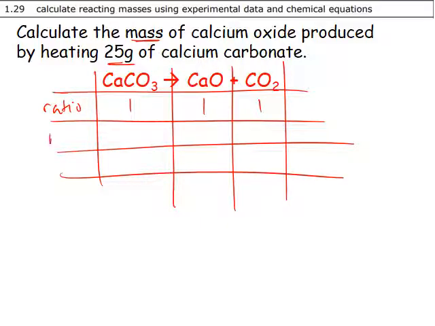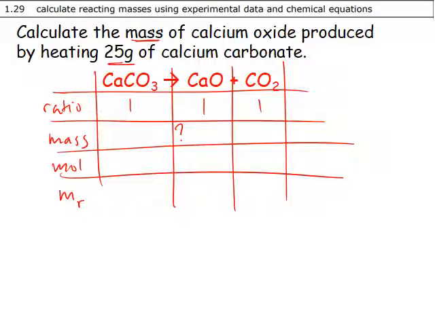Next, I'll include the mass, and then the MR, and then the moles. I'll probably switch these around to be in line with the equation. Mass equals moles times MR. So here we say calculate the mass of calcium oxide produced. So we're calculating the mass of calcium oxide, so I'm going to put a question mark here because that's what we're trying to calculate.